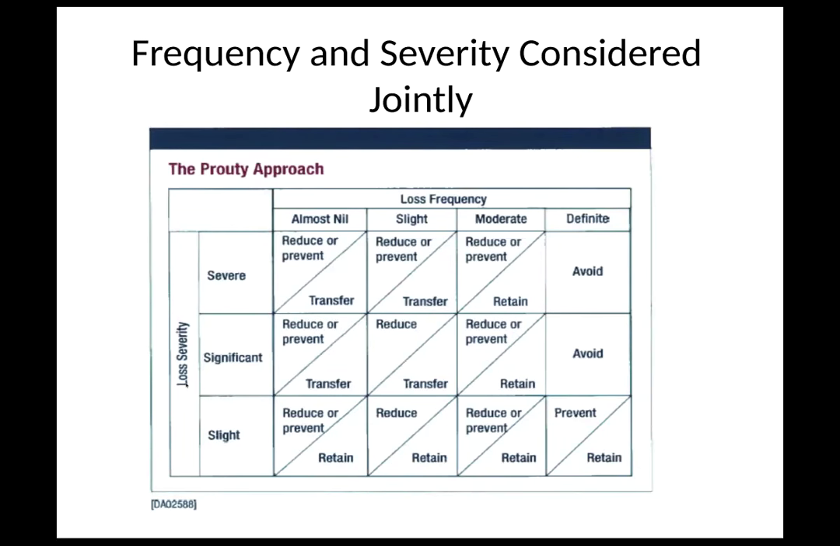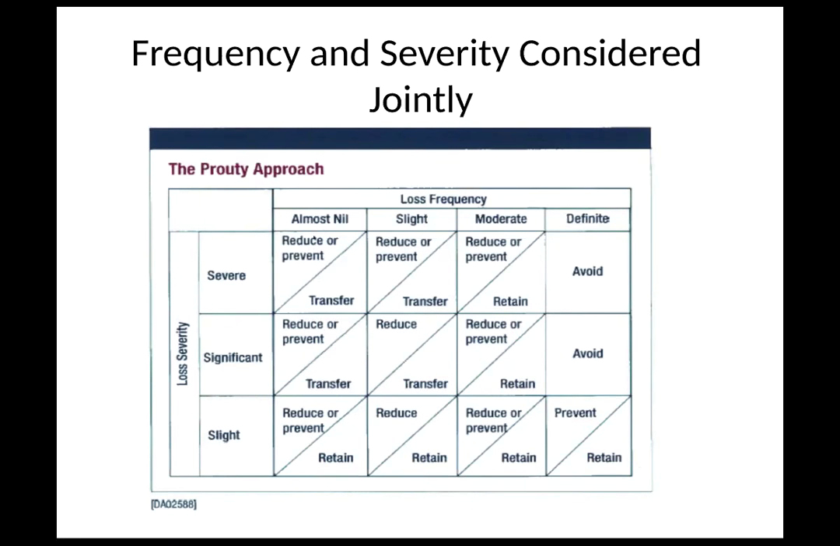But the idea is we talked about severity, right? The amount of loss: slight, significant, to severe. And we talk about frequency: almost never happens, right? Nil, slight, moderate, and definite. If it's going to almost never happen and the loss severity is high, typically we want to transfer the risk, or reduce or prevent it if we can.